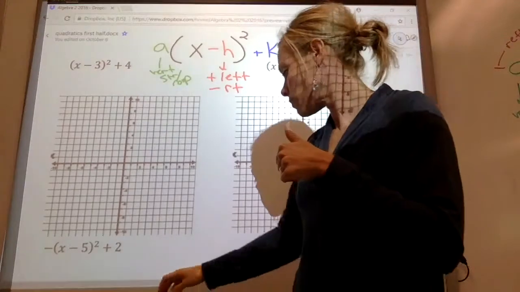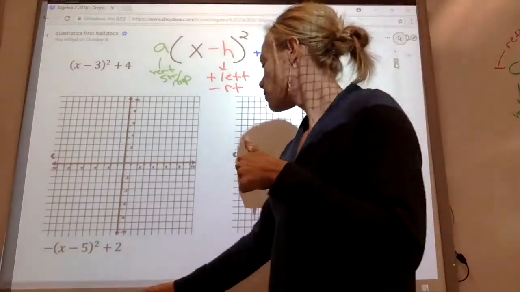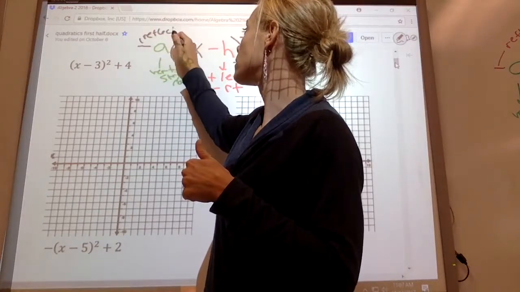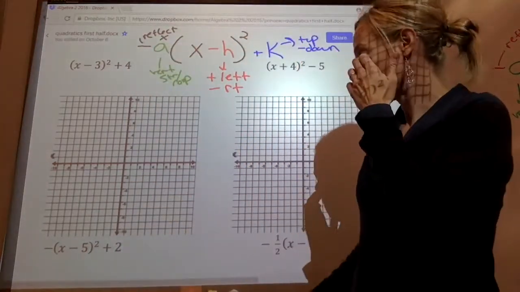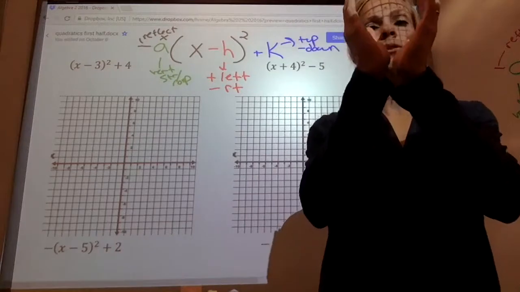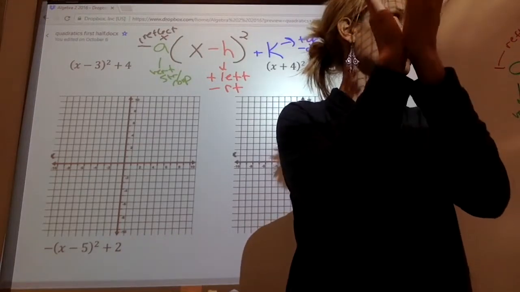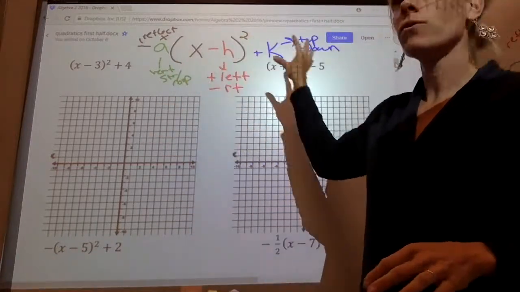And then, of course, the reflection, which would be a negative out here, and that would be reflect over the x. Why don't we reflect over the y? What happens to the U if I reflect over the y-axis? It's the same thing, right? Okay. So we're only worrying about those 4 things.